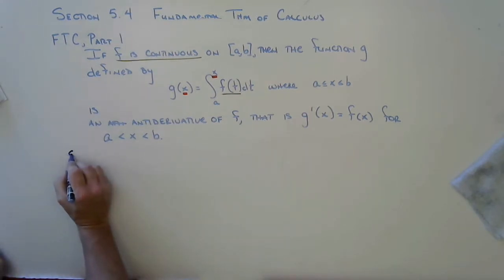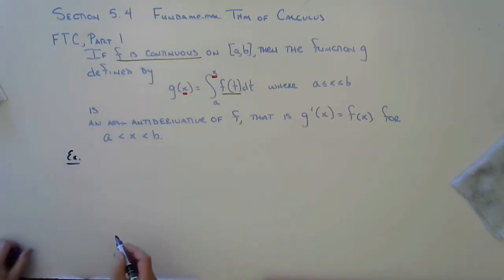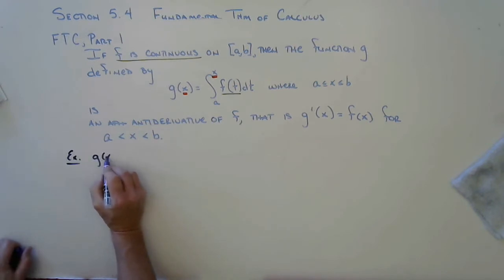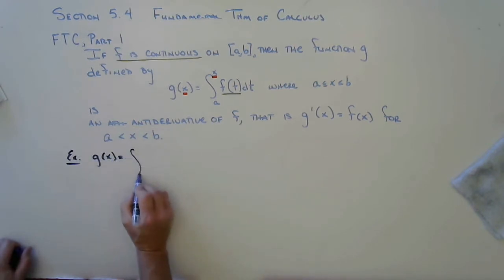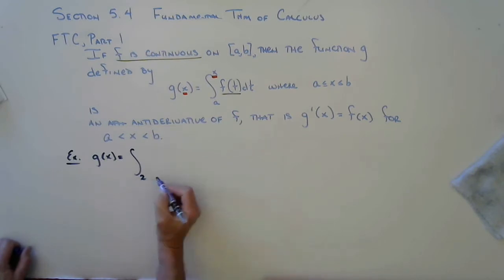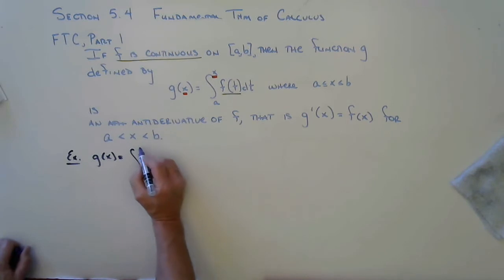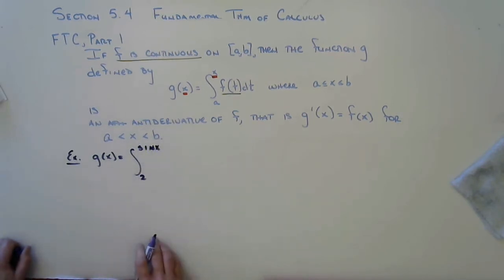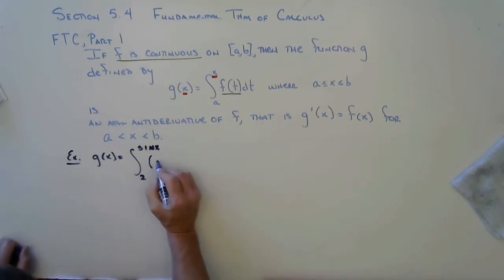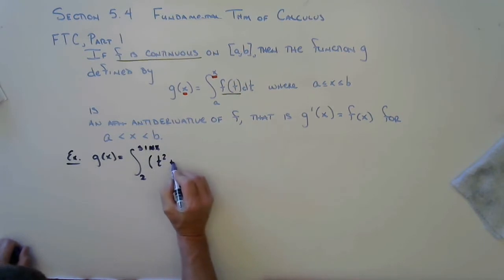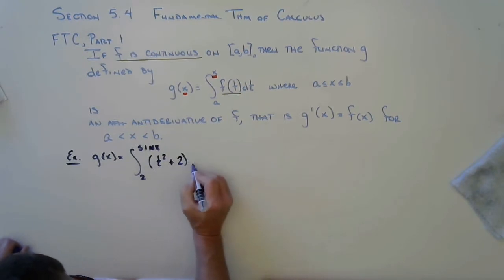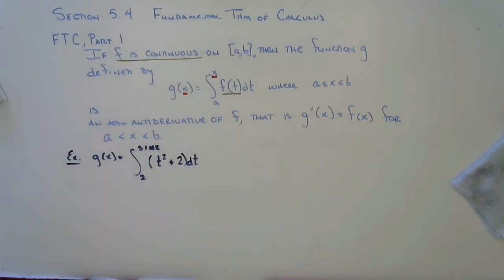That's written like this. G of x equals the integral. All right? And we'll make this a 2. It doesn't matter what constant that is. Now, we're not going to have to flip this one because the constant's on the bottom. But I'm going to put sine x right there. Now, that's not x. That's sine x. And then I'm going to have t squared plus 2 dt.